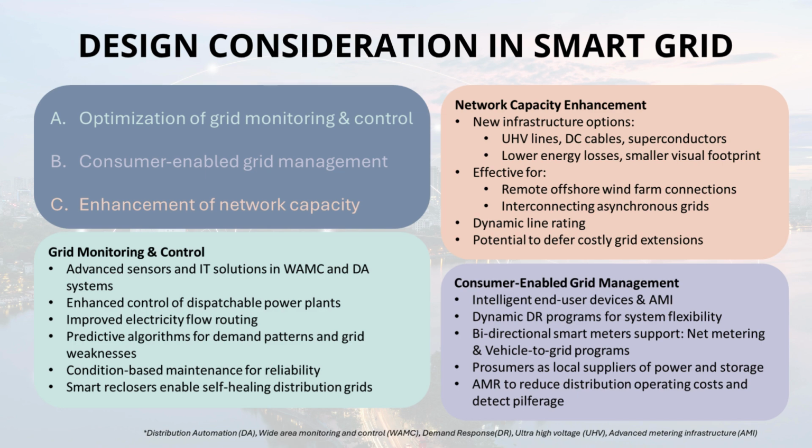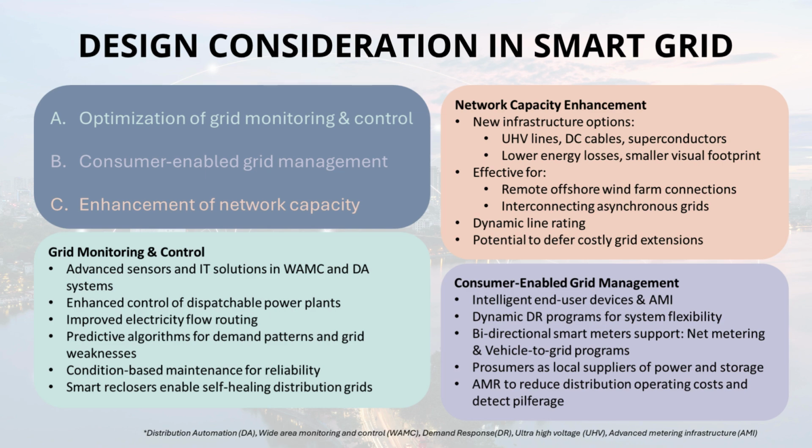What about segment B, consumer-enabled grid management? This is where the customer comes in. It starts with intelligent end-user devices, smart thermostats, smart appliances, and advanced metering infrastructure, AMI, which includes smart meters. The meters that allow two-way communication. Exactly. They provide real-time data to the utility and can receive signals from the utility. This enables dynamic demand response (DR) programs, things like time-of-use pricing or direct load control to manage peak demand.